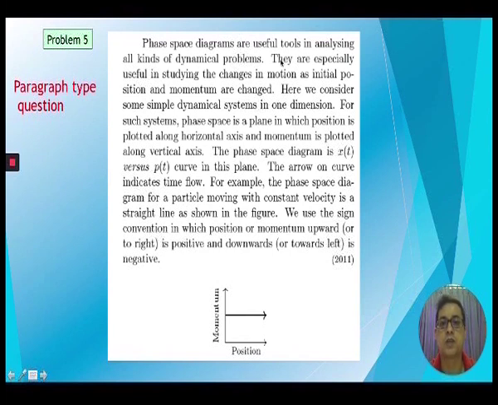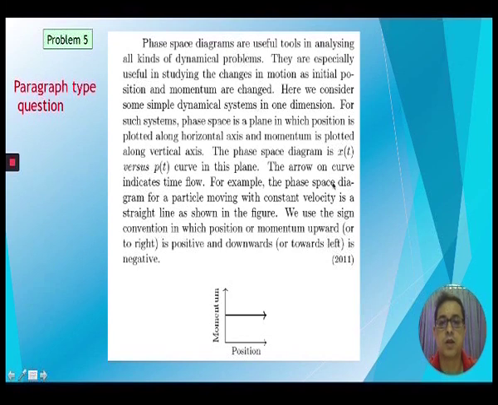The phase space diagrams are useful tools in analyzing all kinds of dynamical problems. They are especially useful in studying the changes in motion as initial position and momentum are changed. Here we consider some simple dynamical system in one dimension. For such a system, phase space is a plane in which position is plotted along the horizontal axis and momentum is plotted along the vertical axis. The phase space diagram is the x(t) versus p(t) curve.